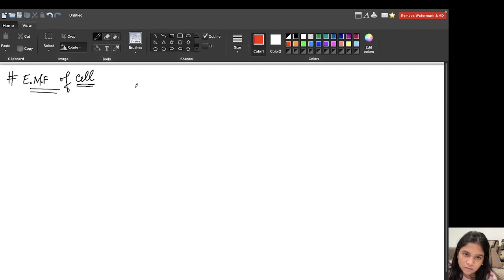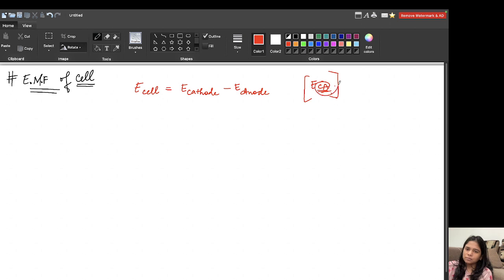EMF of the cell, which is represented by E of cell, will be equal to E of cathode minus E of anode. E of cathode minus E of anode. That's how your EMF of the cell is. Just remember this trick, ECA: E cathode minus E anode. CA.